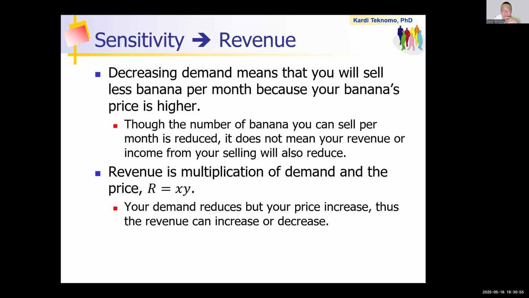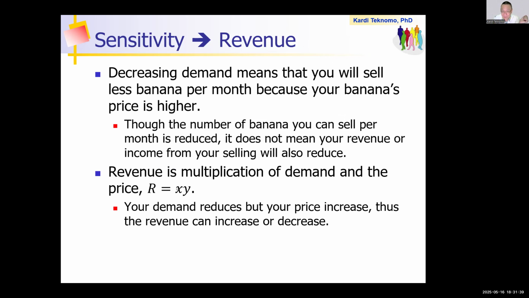Can I increase my revenue? How can I maximize my revenue? This is an optimization problem. We know that decreasing demand means you will sell fewer bananas per month, right? Because you increase the price. Even though the number of bananas that you can sell per month is reduced, it does not mean that the revenue from your income actually reduced, because demand reduced but the price increased, right?